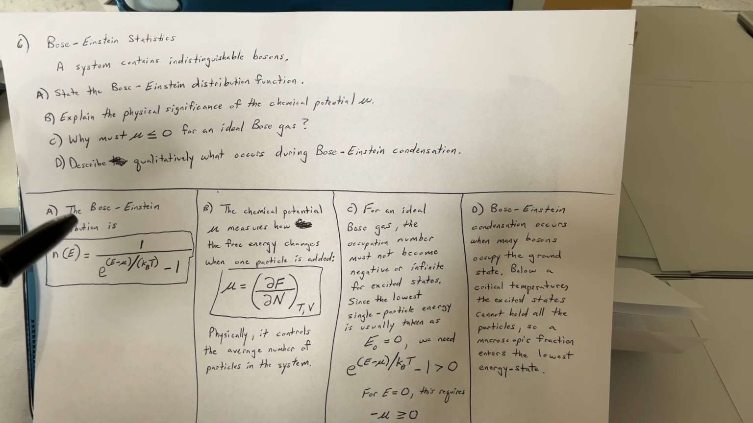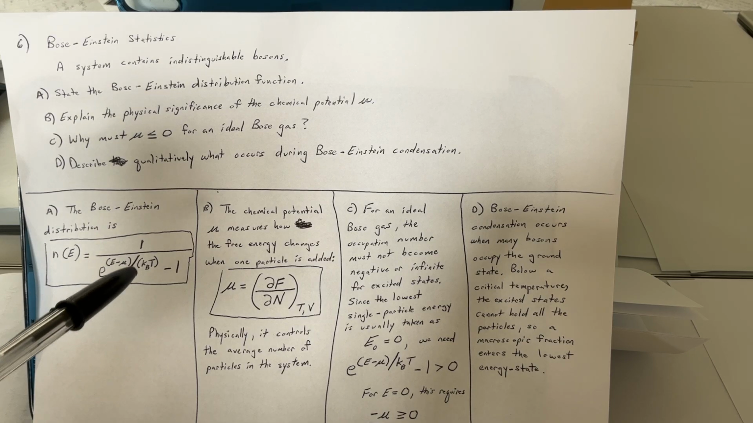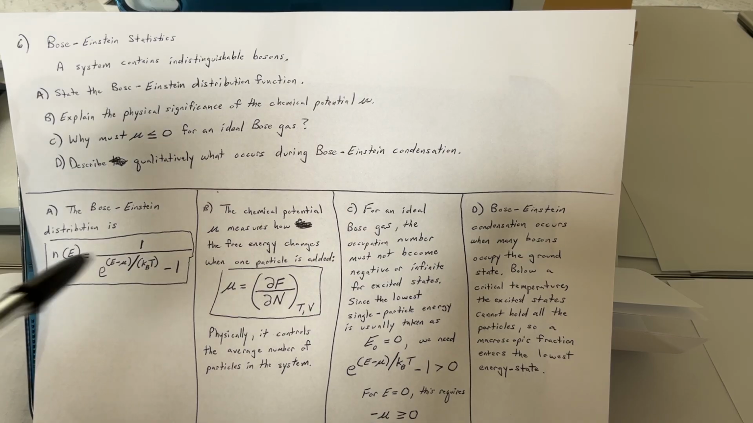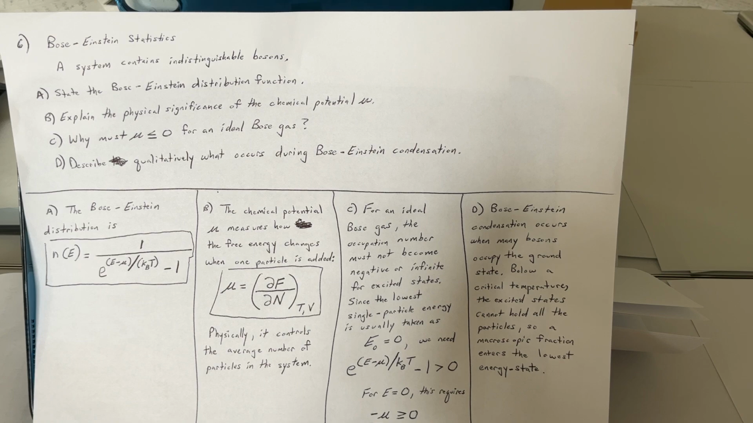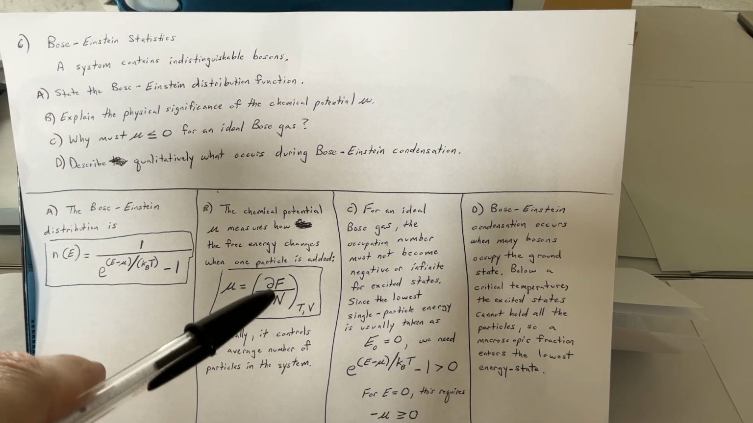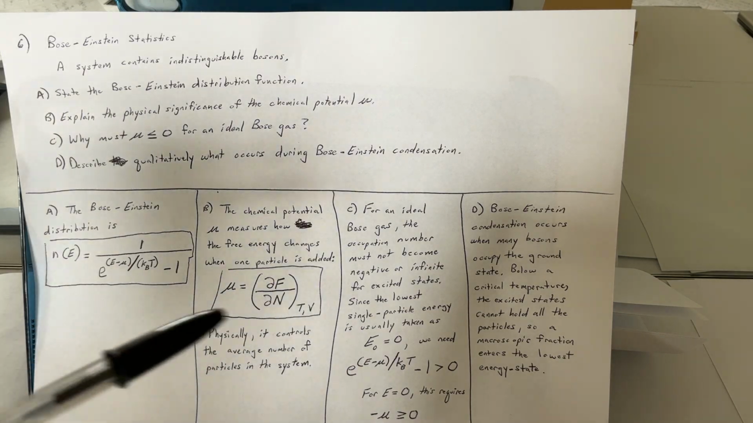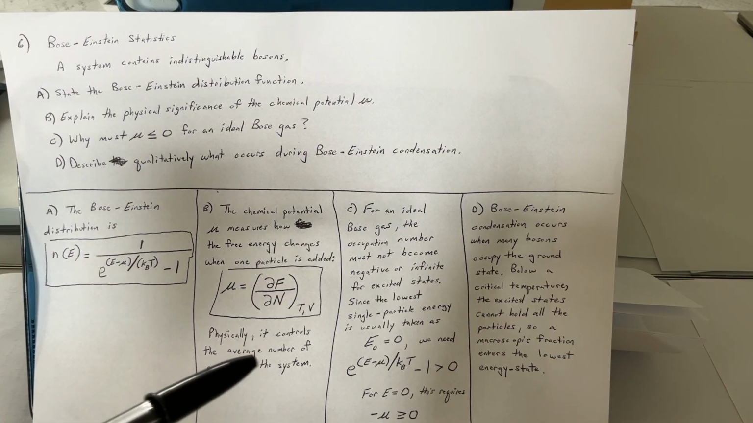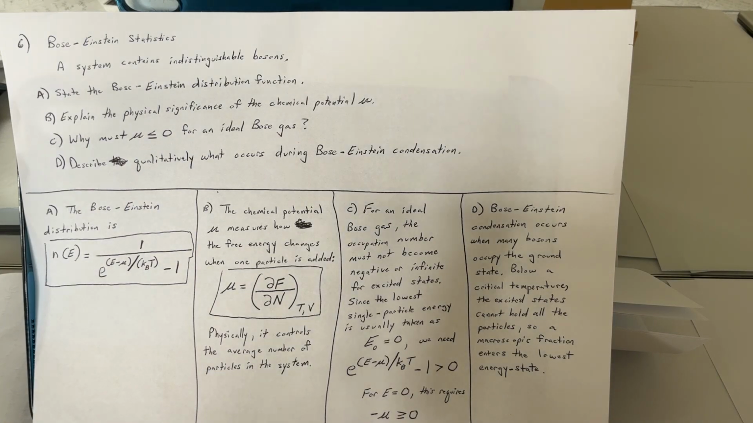The Bose-Einstein distribution is that n of E equals 1 over e to the quantity E minus mu over k sub B T, close, minus 1. Part B, explain the physical significance of the chemical potential mu. Chemical potential mu measures how the free energy changes when one particle is added, and mu is that derivative, dF with respect to dN at constant T and V. So physically, it controls the average number of particles in the system.